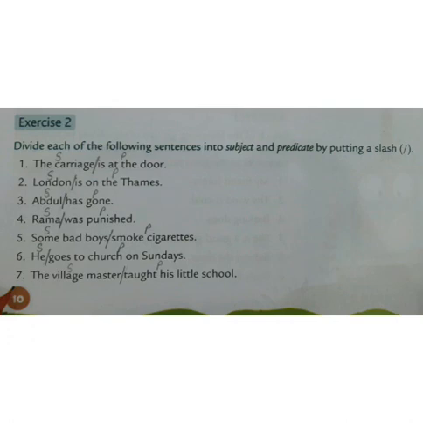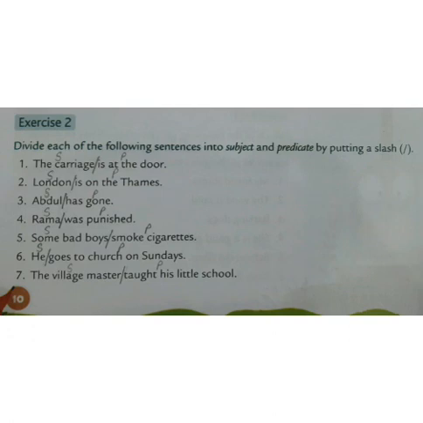Understood? Now third one, Abdul has gone. So Abdul is the subject here, the focus, the doer of an action, and what is the action? Has gone. So that is the predicate. Next, Ram was punished. So Ram is the subject, the focus, the doer. Was punished, that is the action. We are talking about Ram, and what is the thing we are saying? That is was punished. So was punished is the predicate.